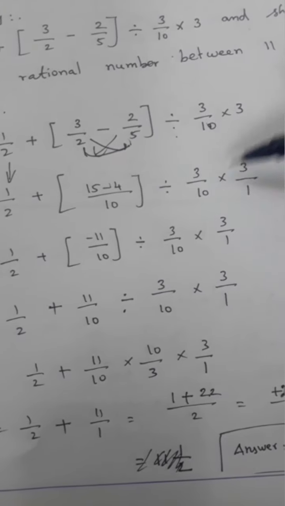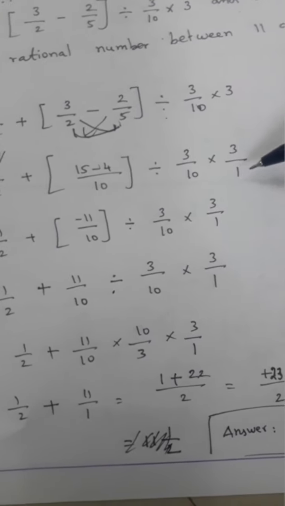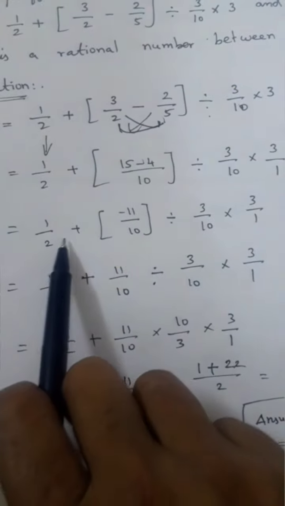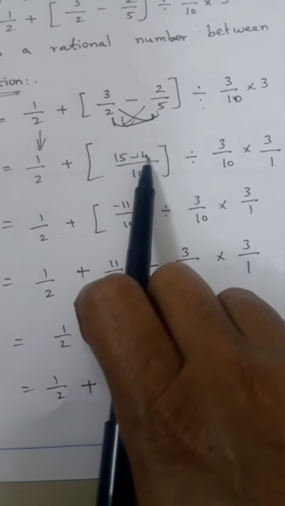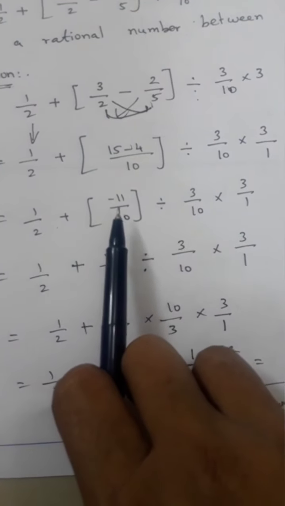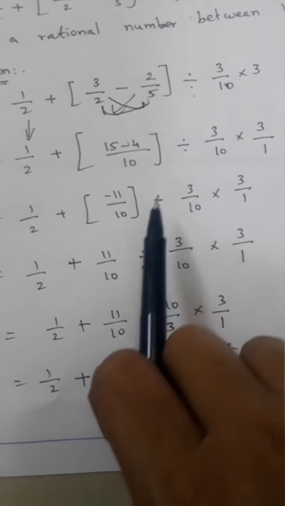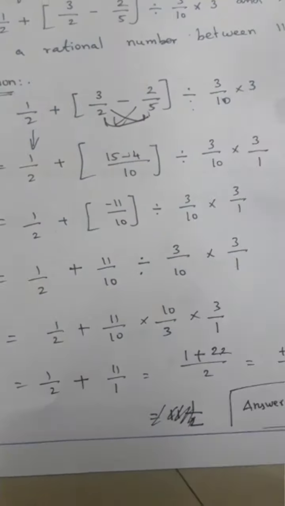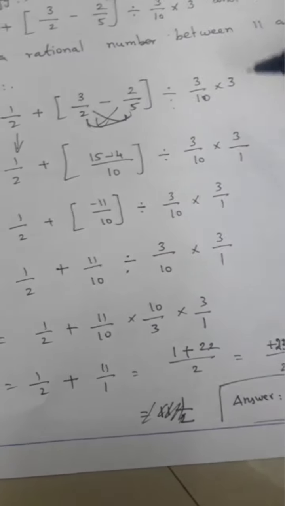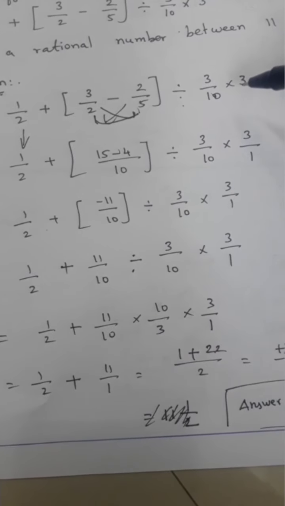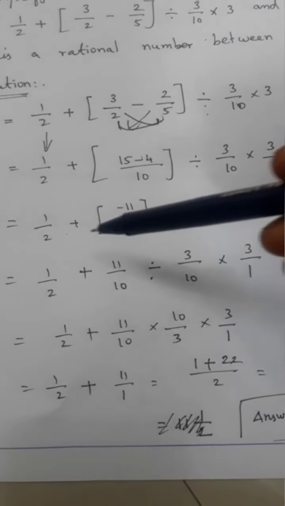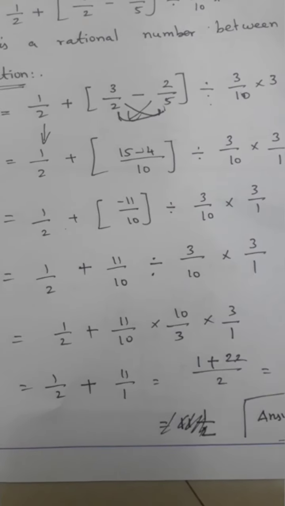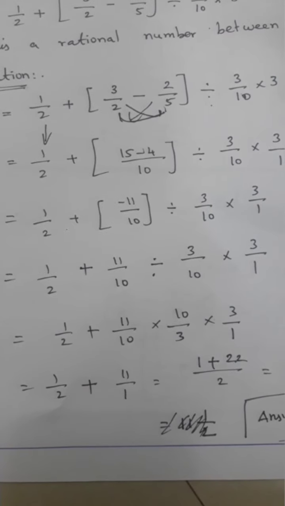Divided by 3 by 10 into 3; 3 is a whole number, so write it in rational form as 3 by 1. 1 by 2 stays straight, plus. Now 15 minus 4, what is the answer? Minus 11 by 10, divided by 3 by 10 into 3 by 1. I am not doing any other work, only completing the bracket work. One simple change: I am writing 3 as 3 by 1. That's all. 1 by 2 stays straight. Next work: 11 by 10.